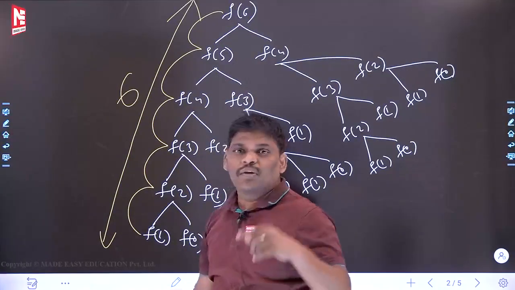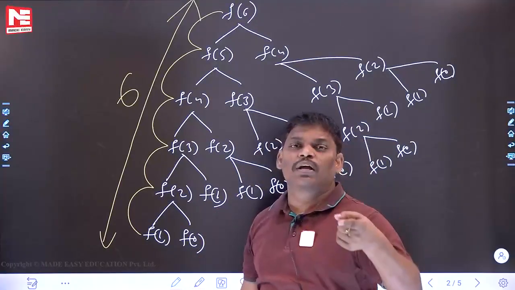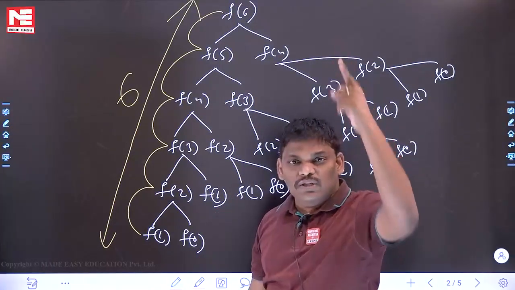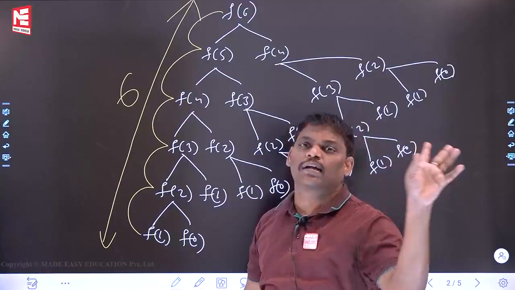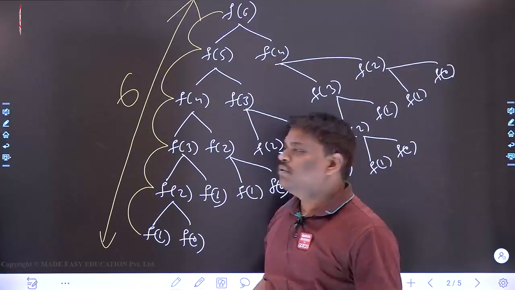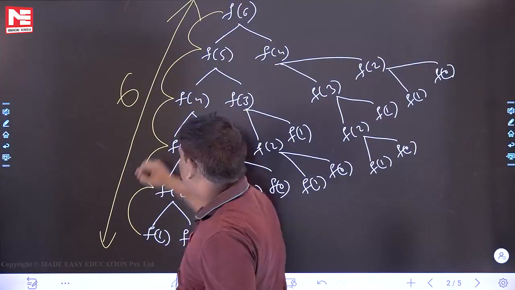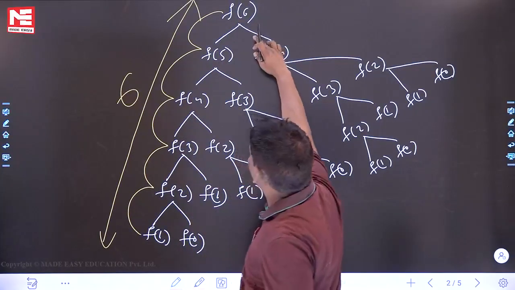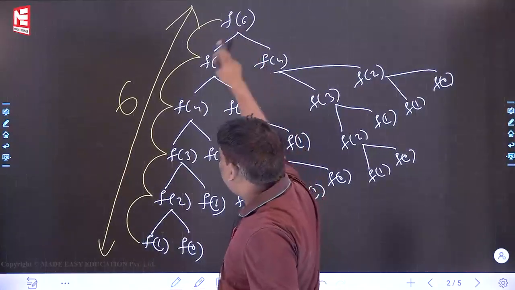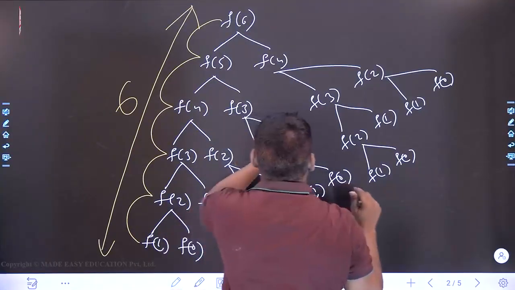You know very well, from 100 rupees, every day 1 rupee goes. To make it very small, you have to repeat 100 times, because every time 1 goes. So 6, 5, 4, 3, 2, 1. Given Fibonacci of 6, the left tree contains 6 levels.